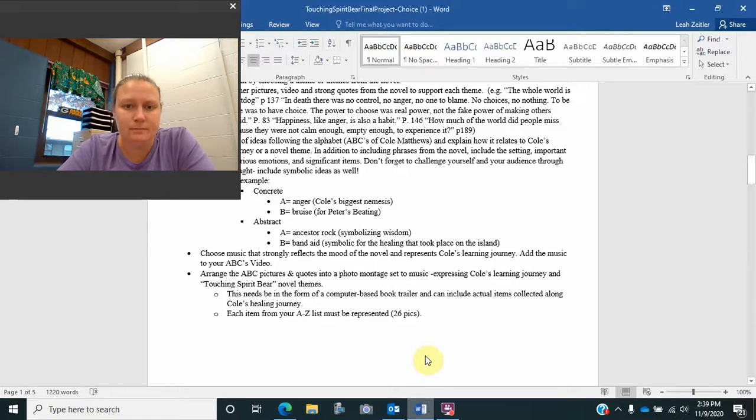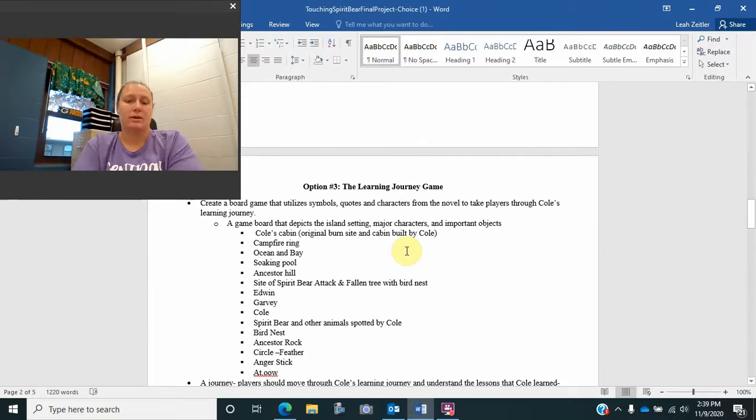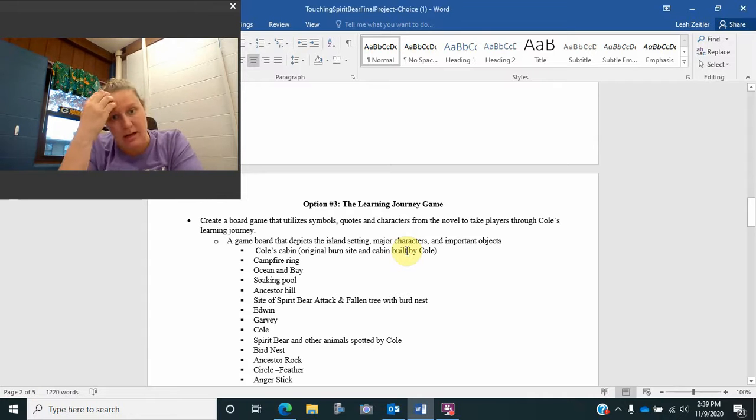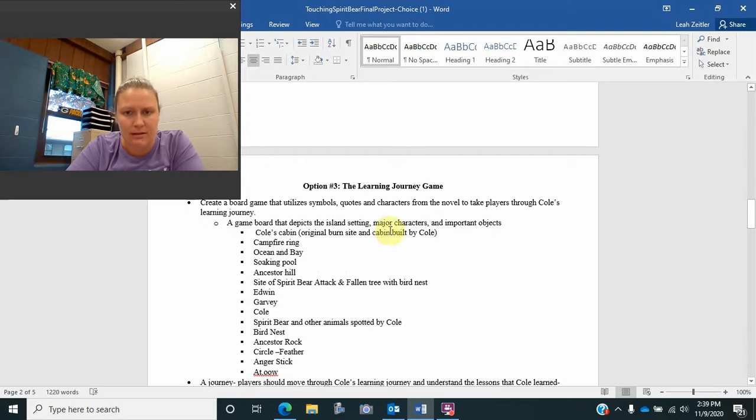The last one is a game. So you can create a board game based on Cole's journey. It says create a board game that utilizes symbols, quotes, and characters from the novel to take players through Cole's learning journey. A game board that depicts the island setting, major characters, and important objects. It then goes through all of the requirements that have to somehow be incorporated into your board game. Cole's cabin, campfire ring, etc.